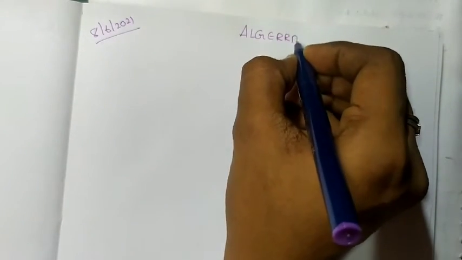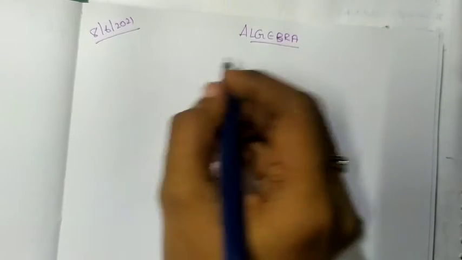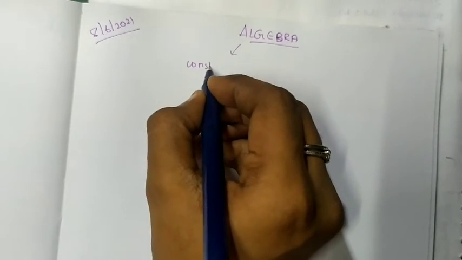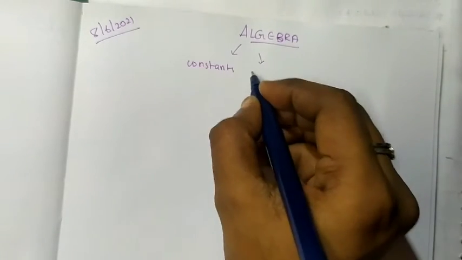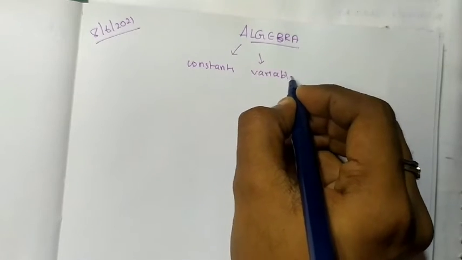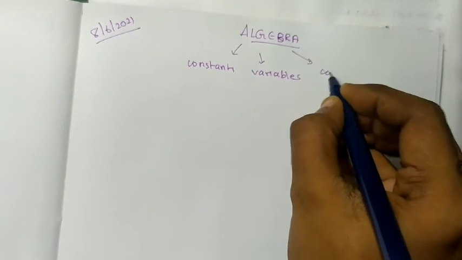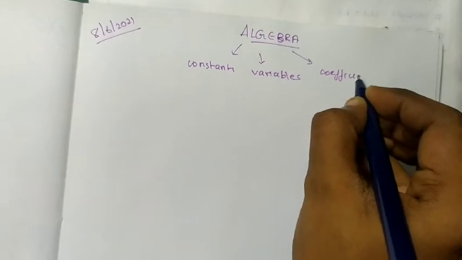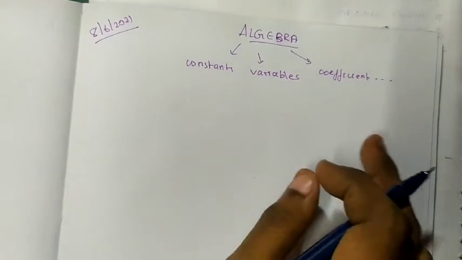Basically, algebra contains constants, variables, coefficients, and so on.